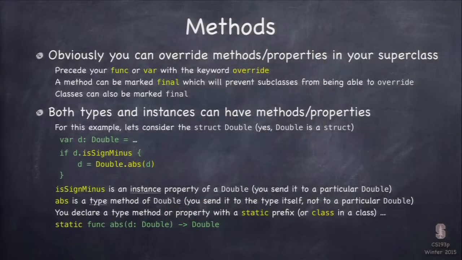You declare a type method or property by using static in front of it. So like abs, there would be static func abs takes a double, returns a double. And that makes it so that you send it to the double type instead of sending it to a particular double. In a class, you use the word class, not static, because it's called a class function. I just don't want you to be confused when you start seeing methods like abs that are sent to the double type. That looks kind of weird, but it's perfectly normal.